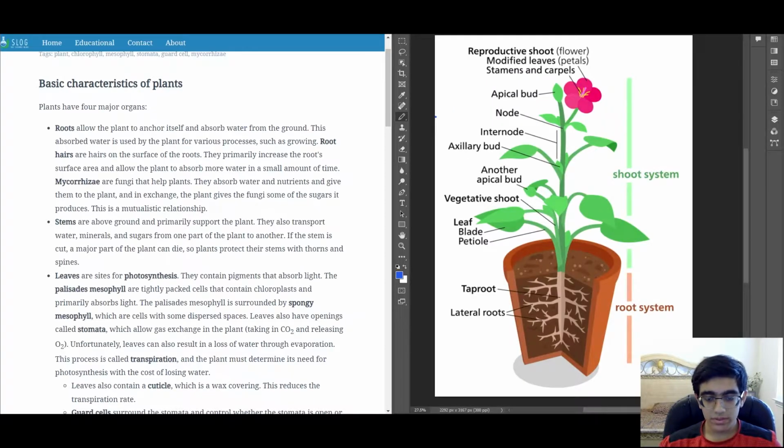Now, after roots, the second part of plants are the stems. So this is the stem. In this plant, you can see this is the stem. And usually stems are above the ground, and they support the plant. They're kind of very strong.